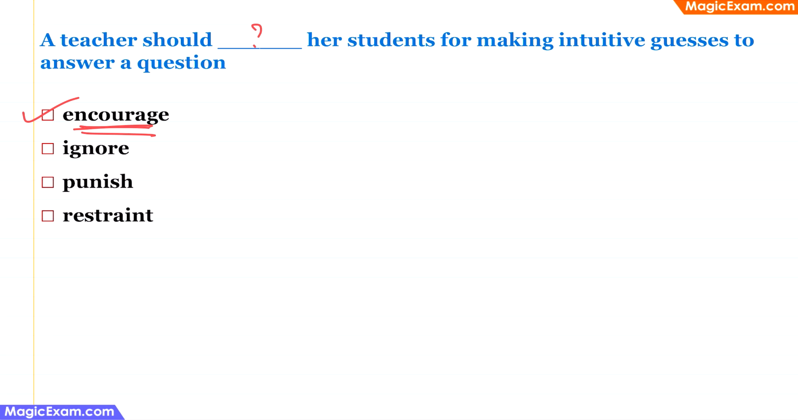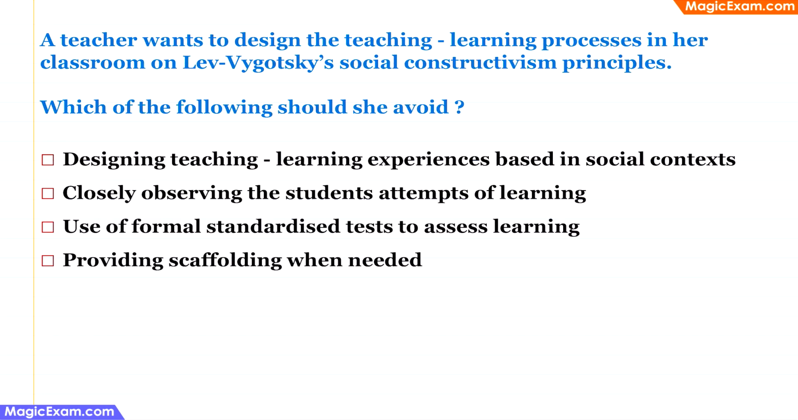Therefore, the correct answer is encourage, because the teacher should definitely not ignore, punish, or restrain the students if they are trying to guess the answer. A teacher wants to design the teaching and learning process in her classroom on Lev Vygotsky's social constructivism principles. Which of the following should she avoid? That is, we have to identify which of these options is against Lev Vygotsky's social constructivism principles.